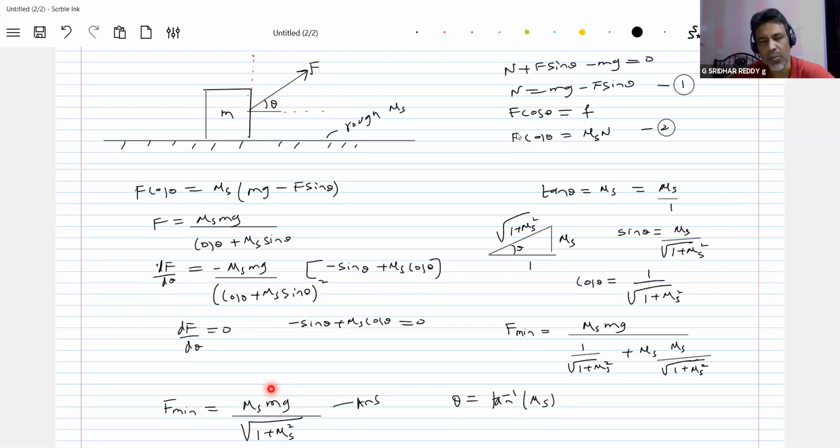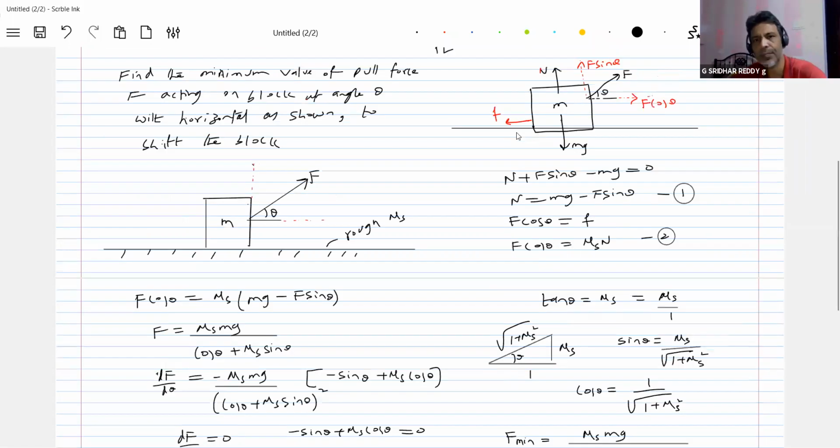will you write mu s mg or will you write mu s mg by root of 1 plus mu s square? You should write this one. Any reason for that? Because a component of F will act vertically, so that will decrease the normal reaction. If the normal reaction decreases, then what will happen to friction? It will further decrease the value of friction. So here, if N decreases, then the limiting friction acting will decrease, no? Able to understand this?